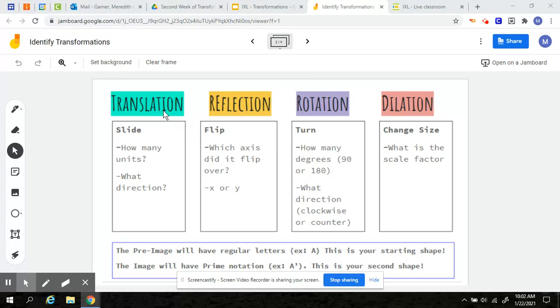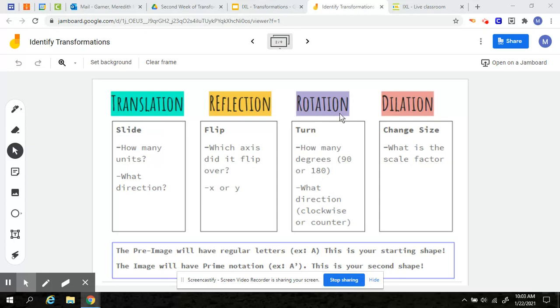A translation just means a slide. When an object has been slid, we need to answer how many units and what direction. For example, it might be 3 units up and 4 units to the left. The second one was a reflection, which is a flip. The only thing you must answer is which axis it flipped over. It can either flip over the x-axis or the y-axis.